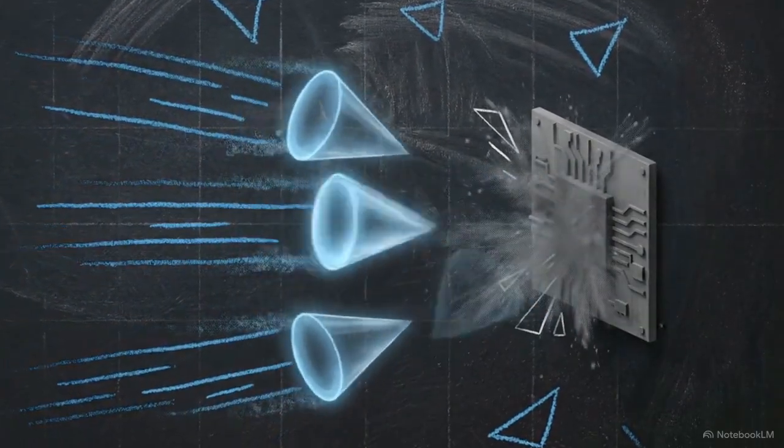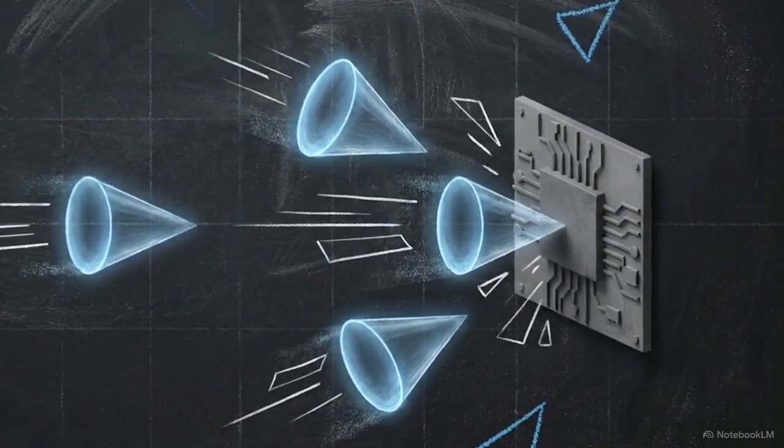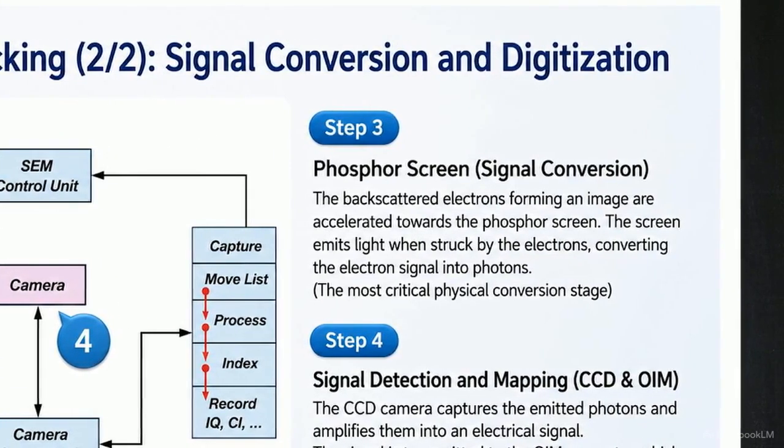This conversion happens at the phosphor screen, which serves as the critical physical interface bridging the high vacuum environment and the digital camera. The screen functions as a scintillator. The kinetic energy of the backscattered electrons is converted into emitted photons upon impact with the phosphor coating. Here, we can see the geometric intersection of this process.